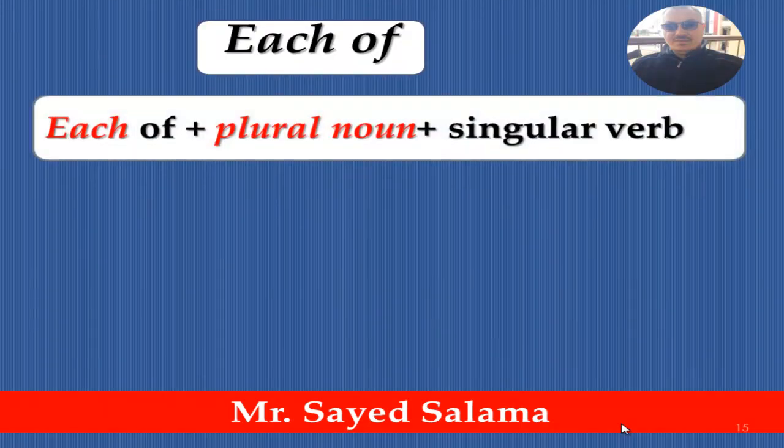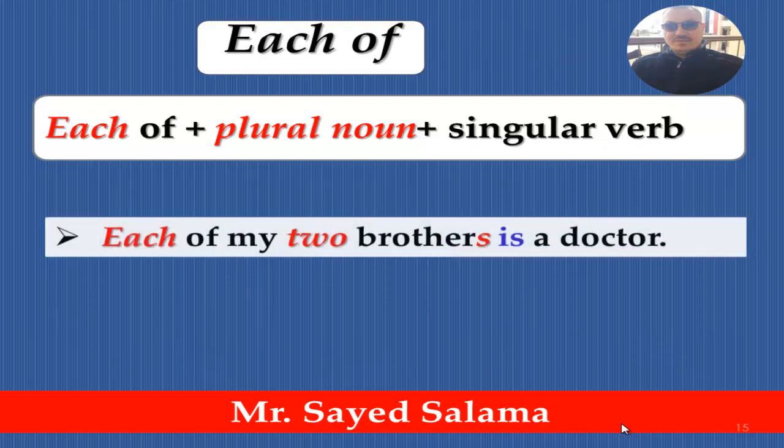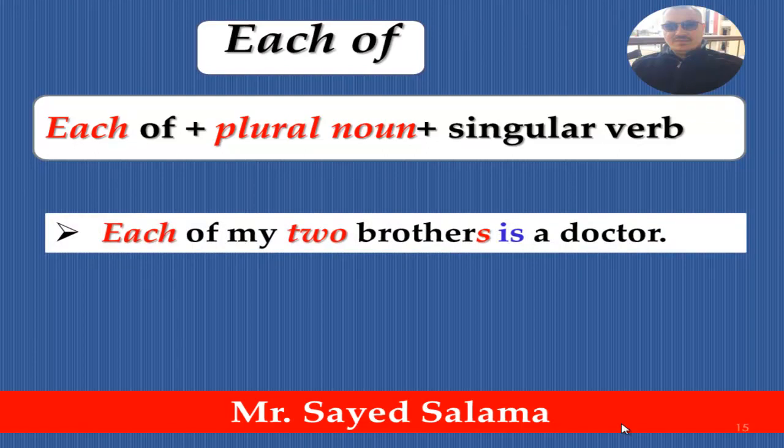Each of is followed by a plural noun and a singular verb. How? Each of my two brothers is a doctor. Be careful: when you say each of, you must follow it with a plural noun. Each of my two brothers is the plural noun, and is a doctor is the singular verb. So each of my two brothers is a doctor.